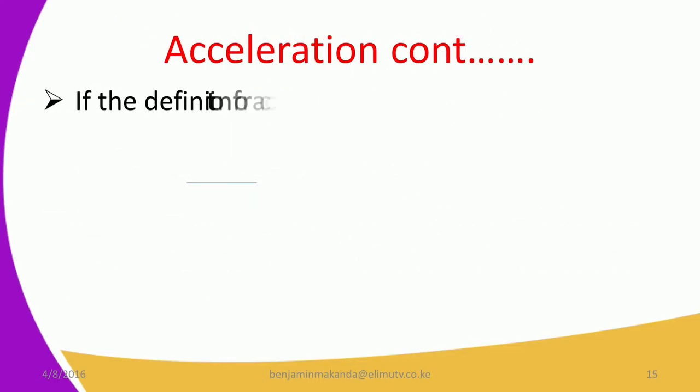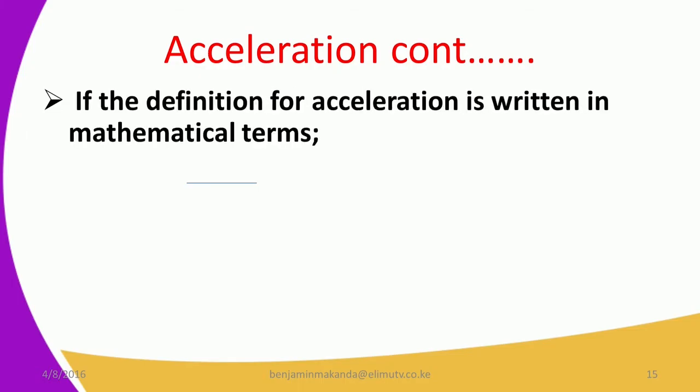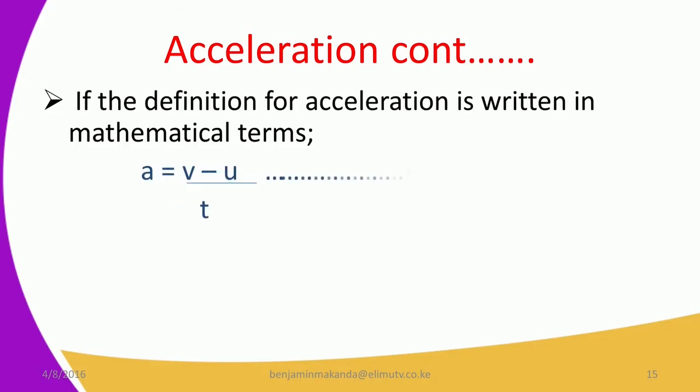Still on acceleration, if the definition of acceleration is written in mathematical terms, we use the symbol a equals v minus u, all over t. A stands for acceleration, v is the final velocity, u is the initial velocity, t is time. Therefore, acceleration is equal to final velocity v minus initial velocity u, all divided by time t. This can be equation number 1.